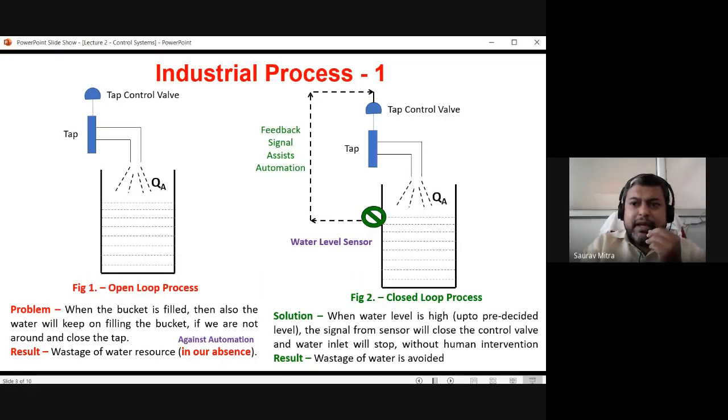Thank you. So this is the difference between open loop process and closed loop process. Closed loop process is adding to the automation. Closed loop process is improving, so there is scope of improvement for closed loop process. Closed loop process is a little more costly because we have to connect some extra elements there. But the process never runs away. The process is always in our control.